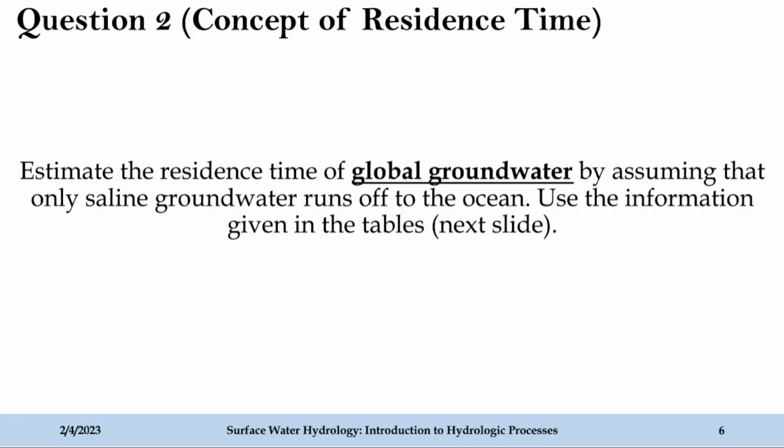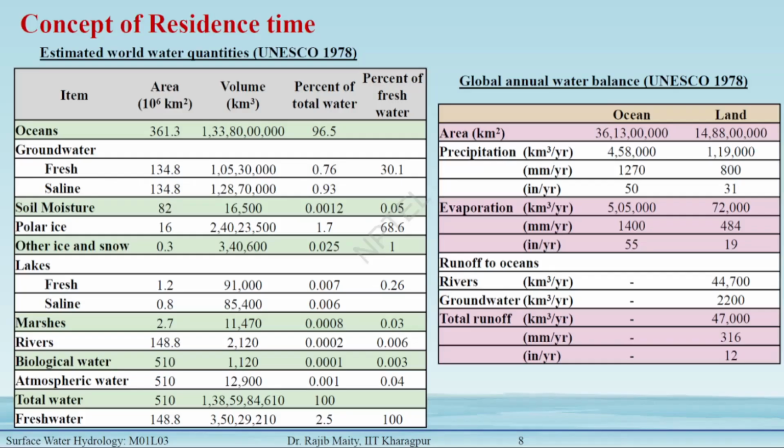So here now, instead of global rivers, we are focusing on global groundwater. And this global groundwater is also running towards the ocean. And see, there can be many types of groundwater, but our focus in this problem is how much is the contribution of the global groundwater via saline groundwater only. So how much saline groundwater is running towards the ocean is the focus, and then we would like to find out the residence time.